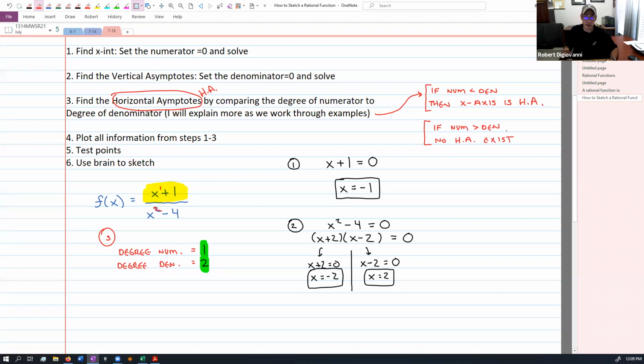Okay, I'm telling you this. You all have to take this on faith now because this is the way it goes. So if the degree of the numerator is smaller than the denominator, the x-axis will be your horizontal asymptote. If it's the other way around, you won't have a horizontal asymptote. And the last thing that could happen is if they're equal. If the numerator is equal to the denominator, then, I will tell you what happens here when we get to an example.